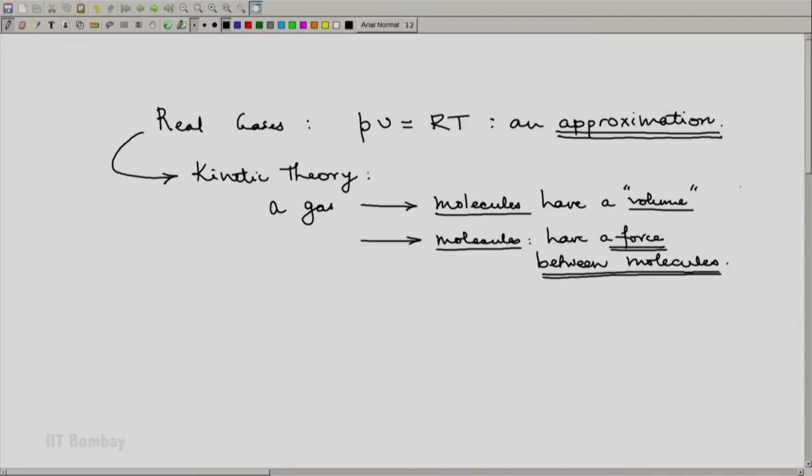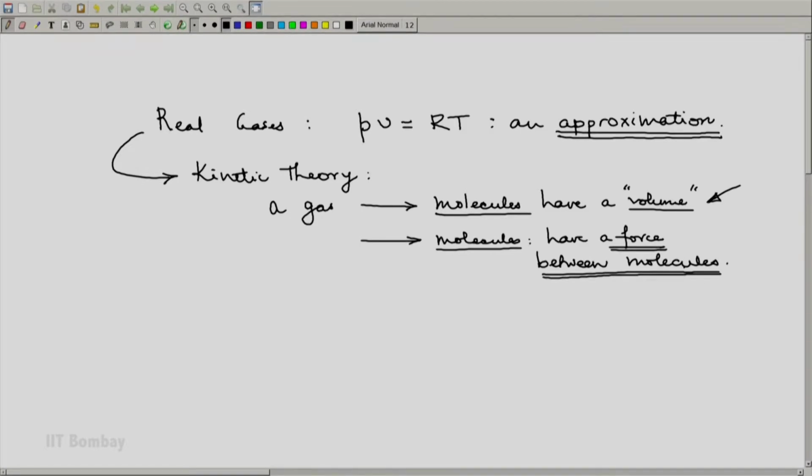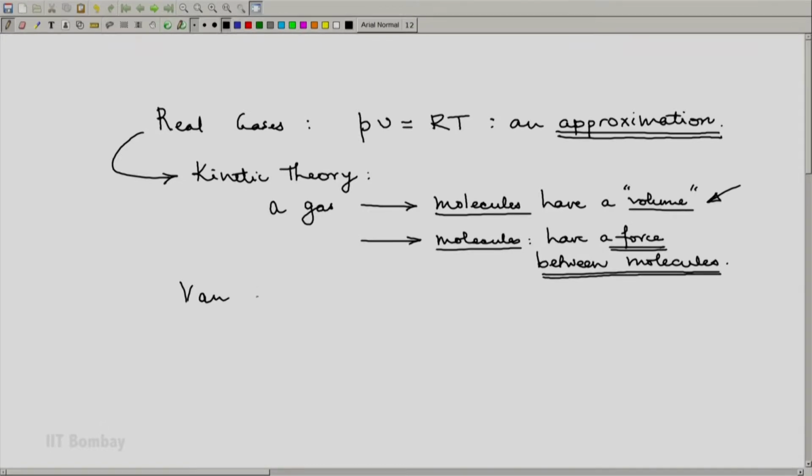But because of this volume which the molecules themselves occupy, the volume available for a molecule to move reduces. And the second one is, because two molecules attract each other, the pressure exerted by the molecules on the walls of the system, the enclosing chamber, that also reduces. Van der Waals was a scientist who took these two effects into account and provided a better approximation to real gases than the ideal gas approximation.